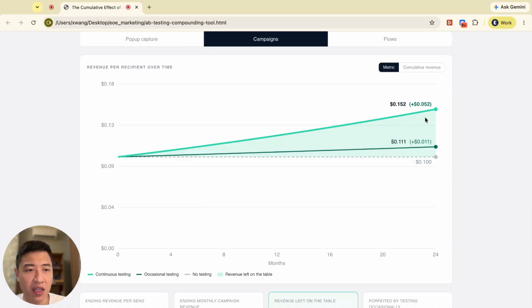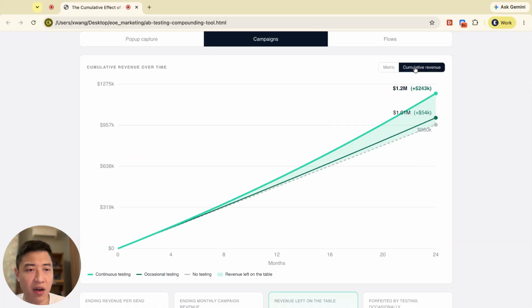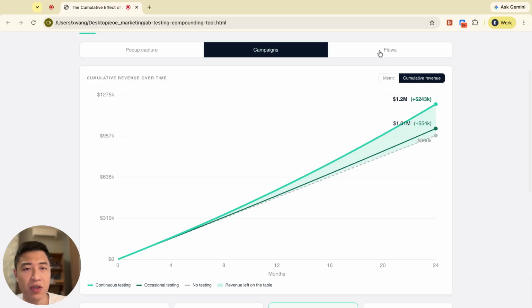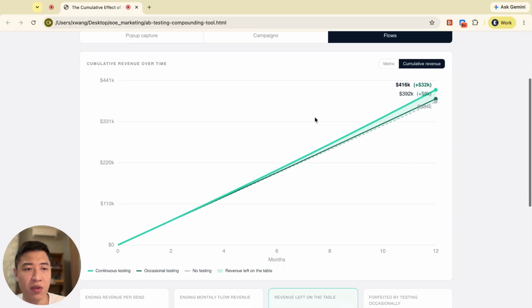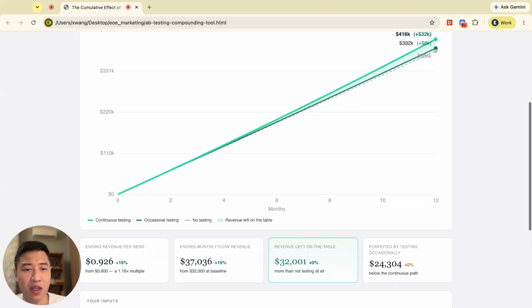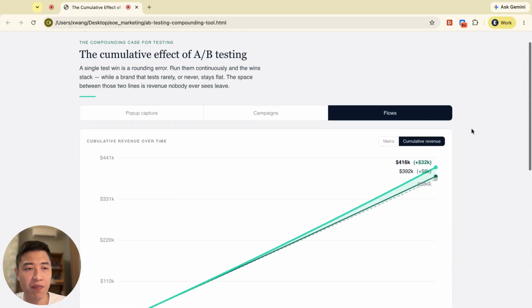And even here, you can see that we've grown over that time the revenue per recipient significantly, more than 50%, like 52% there. And the cumulative revenue you can see here is like 243K relative to baseline, 243K additional relative to a baseline of 960. So very similar stories. Flows can tell the same story as well. Of course, the differential here is really dependent on whether flows or campaigns make the majority of your revenue in an optimized steady state. And that can differ from brand to brand, industry to industry.